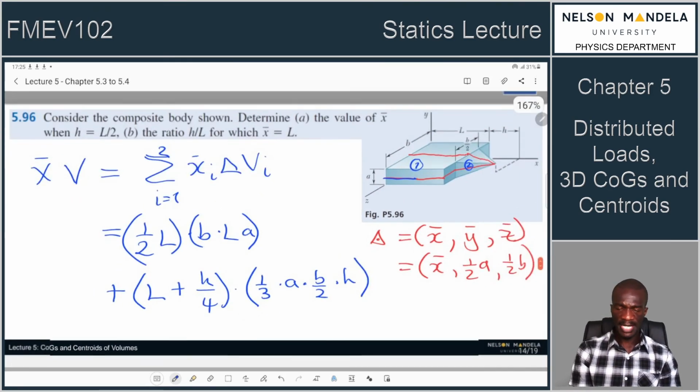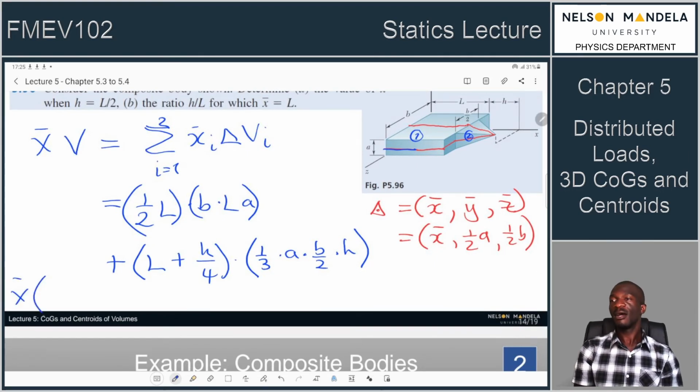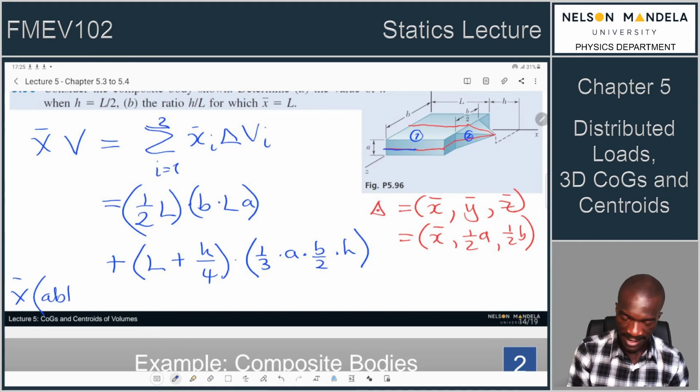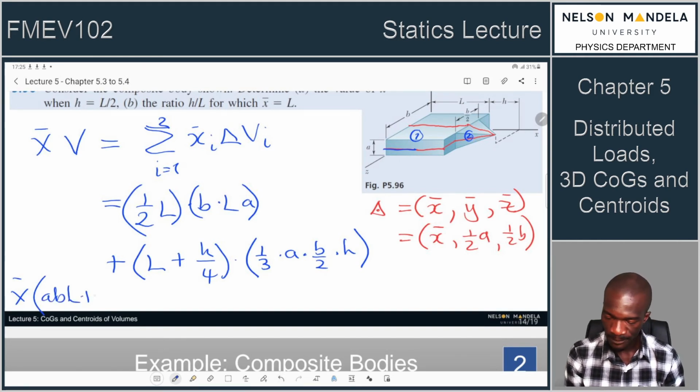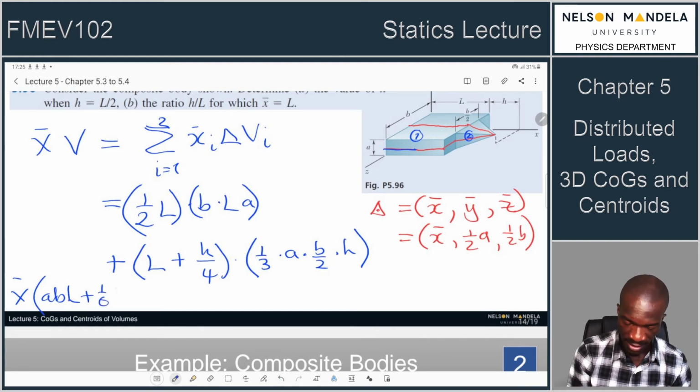So the left hand side would obviously become x bar multiplied by the total volume. The total volume is this volume added to that volume. So we have ABL plus, this is a sixth now, isn't it? A sixth of ABH. This is equal to this whole term.